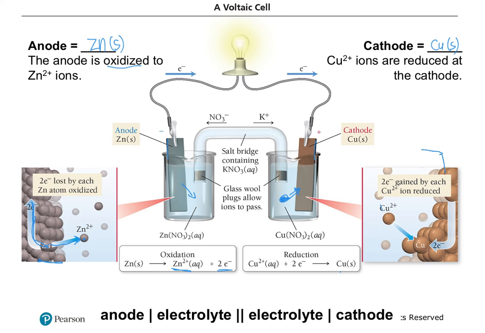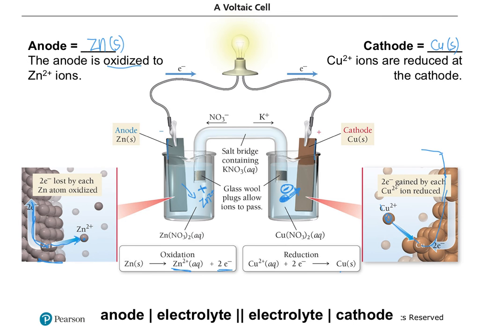Those two electrons are going to meet up with the copper ions in solution to form copper metal. And that's where our reduction is happening. Now, since these are separated, I'm going to get a net amount of zinc ions here, zinc 2+, and I'm going to be losing copper ions here, so I'm going to get an extra amount of negative charge. So I have extra positive charge from my zinc, extra negative charge from my lack of copper.